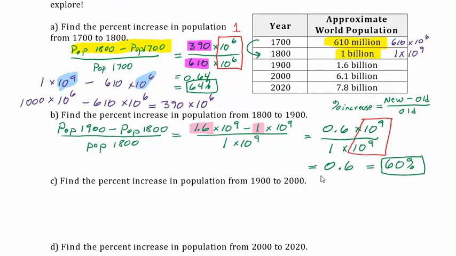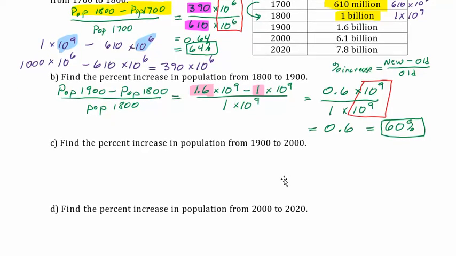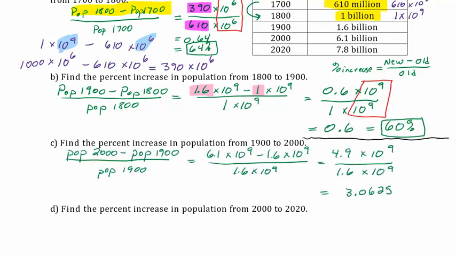Let's go ahead and tackle part C and see what happens between 1900 and 2000. So go ahead and tackle that and unpause the video when you're done. Okay, how did you do? So we're going to take the population of 2000 minus the population of 1900. So that's 6.1 billion minus 1.6 billion, which is 4.9 billion. So we had an increase of 4.9 billion people in the world population between 1900 and 2000.